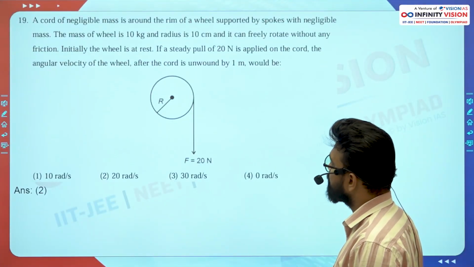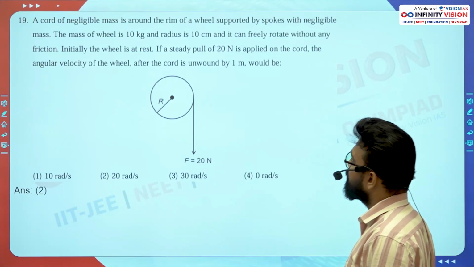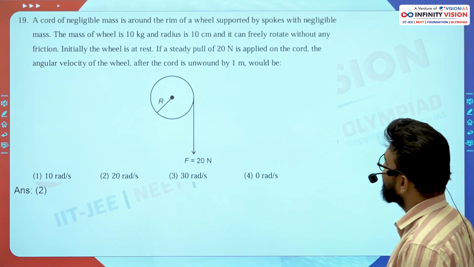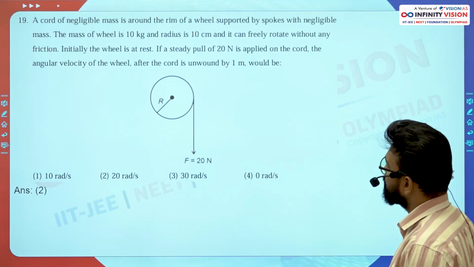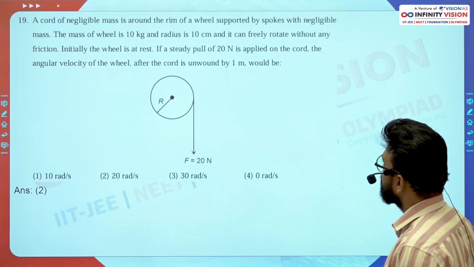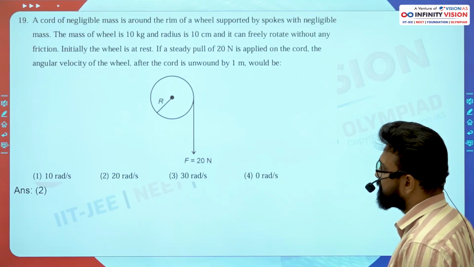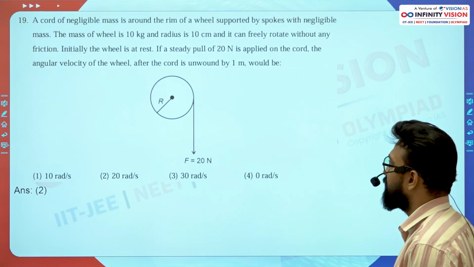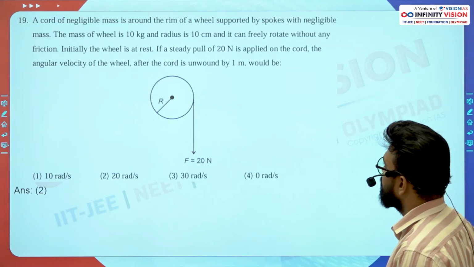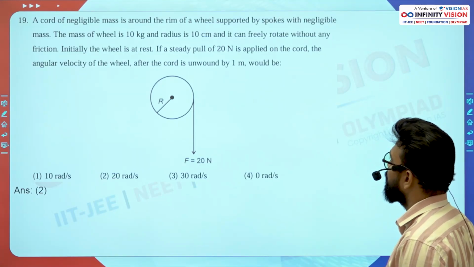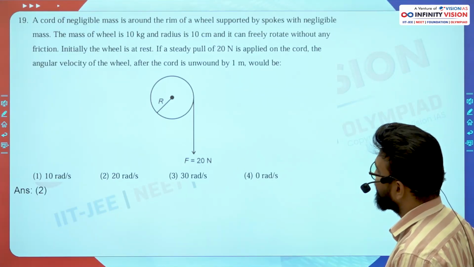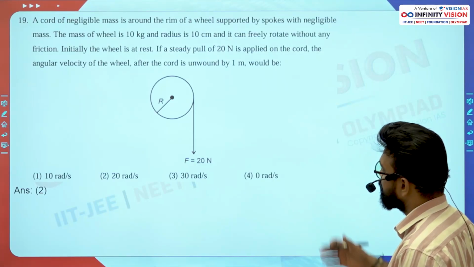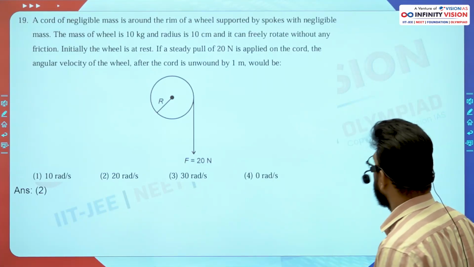A cord of negligible mass is wrapped around the rim of a wheel supported by a spoke with negligible mass. The mass of the wheel is 10 kg and the radius is 10 centimeter. It can freely rotate without any friction. Initially, the wheel is at rest. If a steady force of 20 Newton is applied on the cord, the angular velocity of the wheel after the cord is unwound by 1 meter could be.